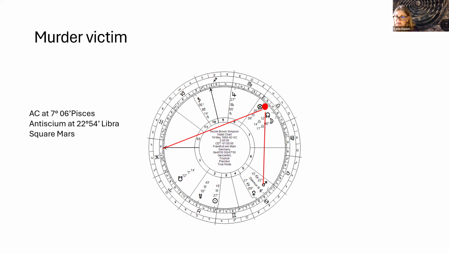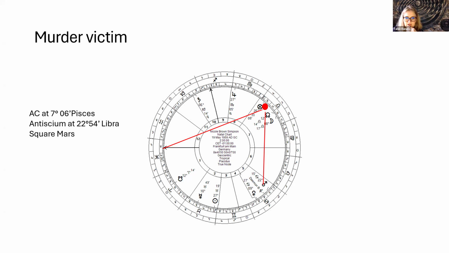Here I have a murder victim. I don't know if you remember the case of O.J. Simpson, who allegedly murdered his wife. Allegedly, he was convicted and then not anymore, and there were a lot of stories going on. And this is his wife, Nicole Brown Simpson.